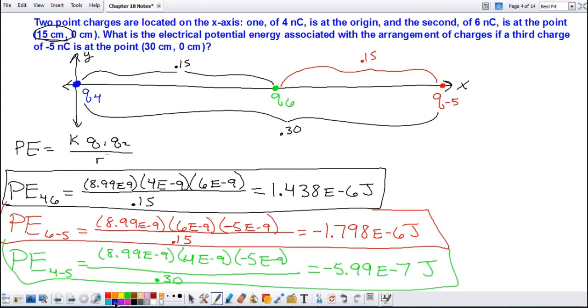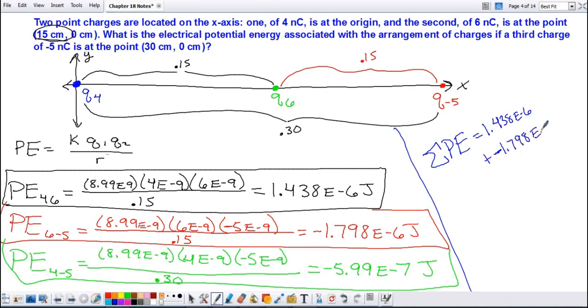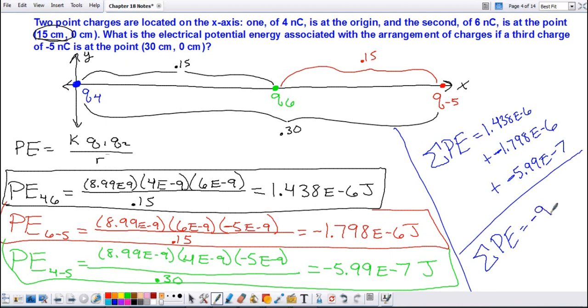Now we want to find the net electrical potential energy, so we're going to add them all together. So 1.438 times 10 to the -6, plus -1.798 times 10 to the -6, plus -5.99 times 10 to the -7th. We add all those up, and we get the net electrical potential energy to be -9.59 times 10 to the -7th joules.